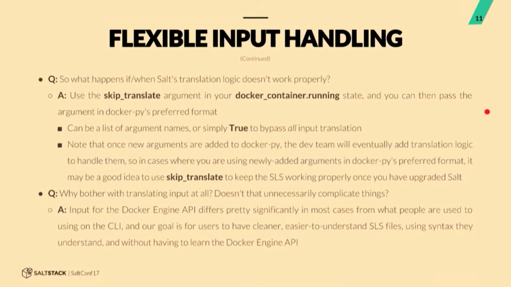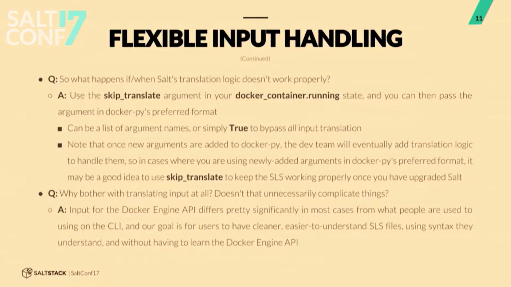So the reason why we're actually translating the input is, again, we'd rather people use the CLI usages that they're familiar with. Not everybody wants to learn the entire API to be able to write states. Sometimes people just want to configure a container. And for those who are really into the API and don't want to use any of our input translation, you can actually set that skip translate to true, and it'll bypass all of that. And if you do that, then it expects all arguments to be passed in the API format.